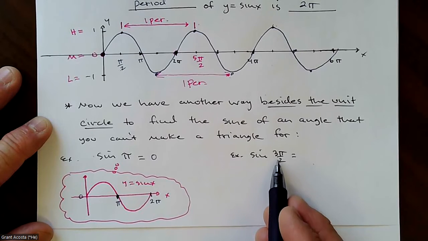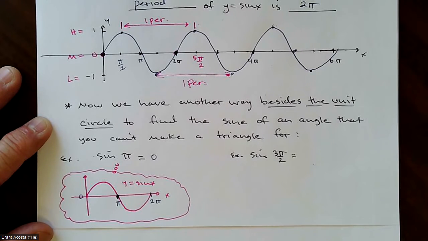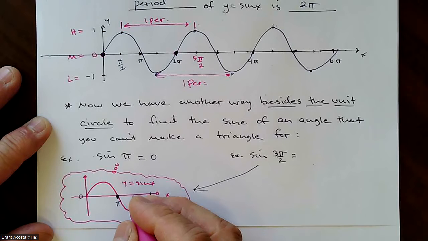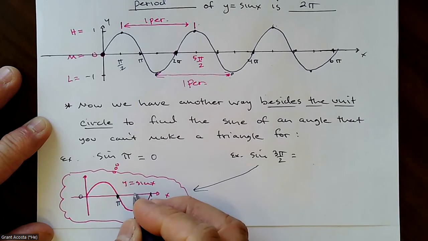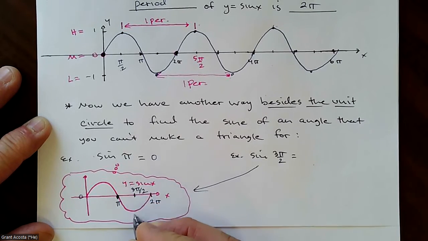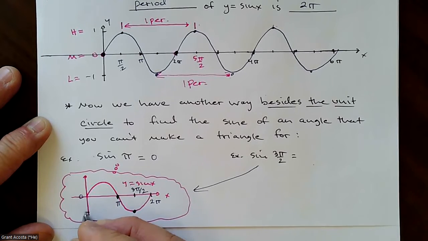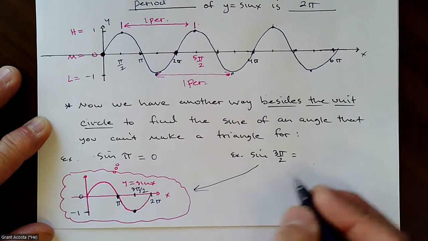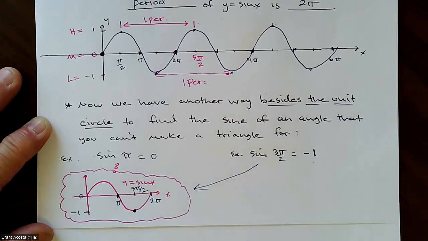If I wanted to know the sine of 3 pi over 2, I already drew the graph, so I might as well just go back to this one. 3 pi over 2 puts you right in between pi and 2 pi. So 3 pi over 2 is right here. And from this graph, I can see that the sine of 3 pi over 2 is -1.